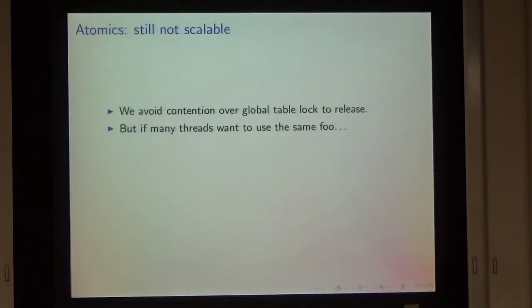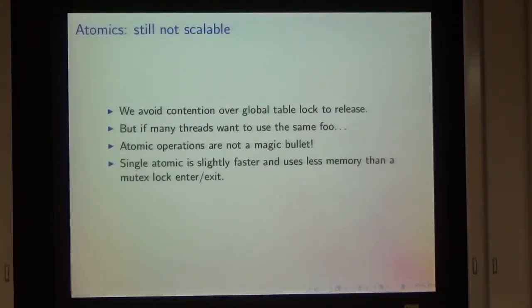However, atomics are still not scalable themselves. Lockless data structures with atomic operations have been very fashionable for a long time. But again, when many threads want to use the same resource and want to increment and decrement the same reference count, they still have to contend over the same cache line. So atomic operation is not just some magic bullet that lets you scale in parallel better than a lock does. A single atomic operation is a little bit faster than a mutex operation and uses a little less memory, but that's about it. Mutexes are just an atomic on some order pointer.